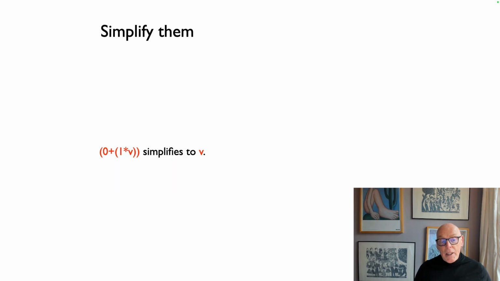I can simplify expressions. This isn't the same as evaluation. So if I have an expression 0 plus 1 times v, well, 1 times v simplifies to v, and 0 plus v simplifies to v. So you can simplify them symbolically without evaluating them.